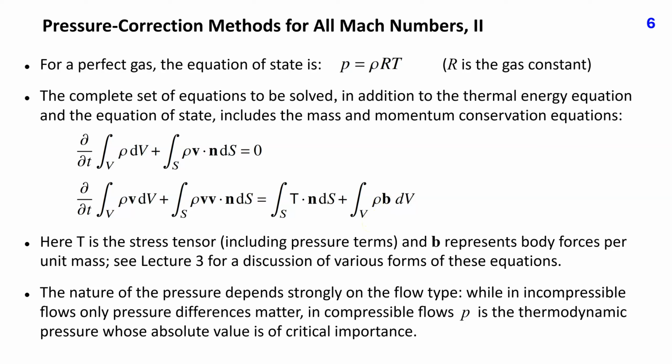The nature of the pressure depends strongly on the flow type. While in incompressible flows only pressure differences matter, in compressible flows, p is the thermodynamic pressure whose absolute value is of critical importance. In open domains, pressure must be specified on part of the boundary, while in closed domains, the initial pressure defines the absolute level.